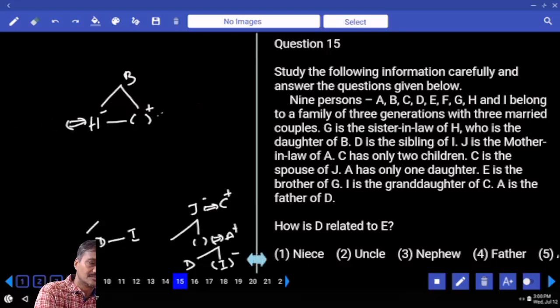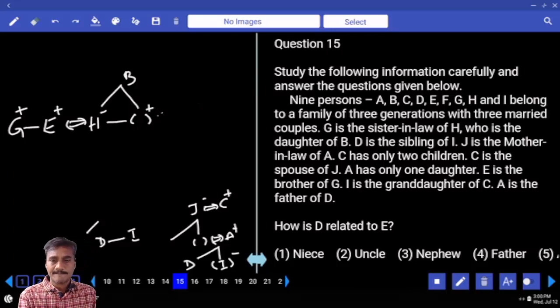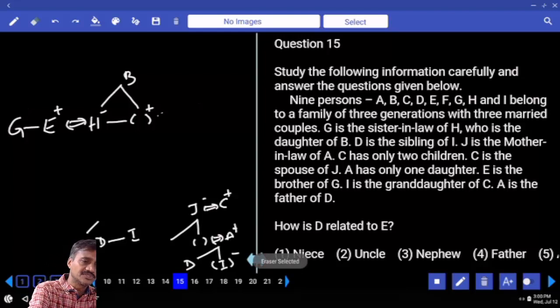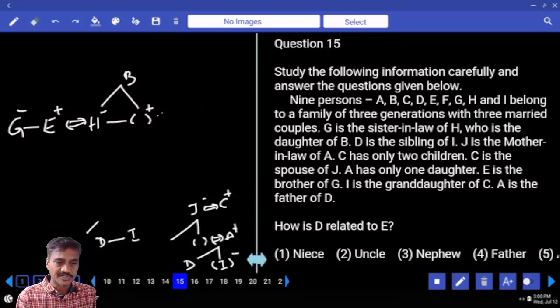Now G and E like this. Now if you write like this, G is the brother of E, then H must be. Then G is the sister-in-law of H. Now this G is the sister-in-law of whom? G is the sister-in-law of H. H is the daughter of B, and D is the sibling of I. D and I are left over here.